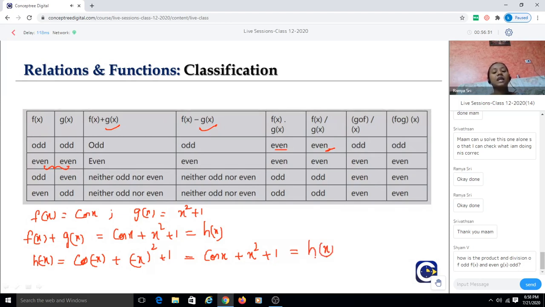So if we are taking any two even functions and add them, subtract them, multiply them, divide each other, and even write the composite functions, all the resultant functions will be nothing but even functions always, right?